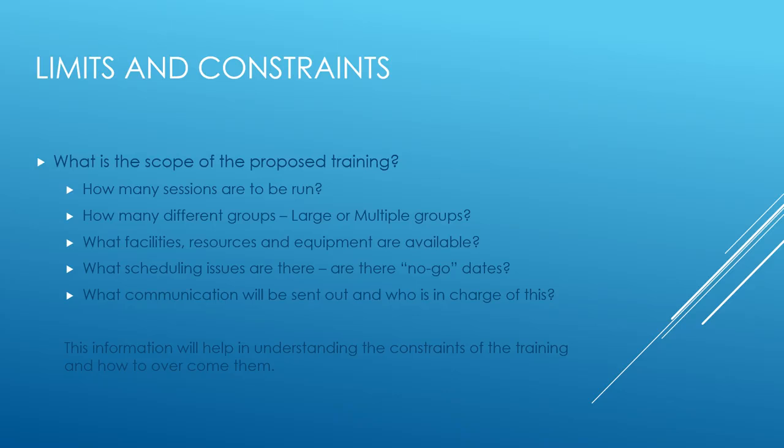What facilities, resources, and equipment are available to you? What scheduling issues are there? Again, if the organization has approached you, they may have specific no-go dates where their staff cannot attend training. What communication will be sent out and who is in charge of this? This information will help in understanding the constraints of the training and how to overcome them when designing the training for the cohort.